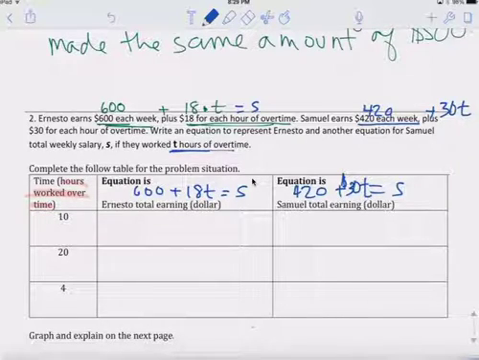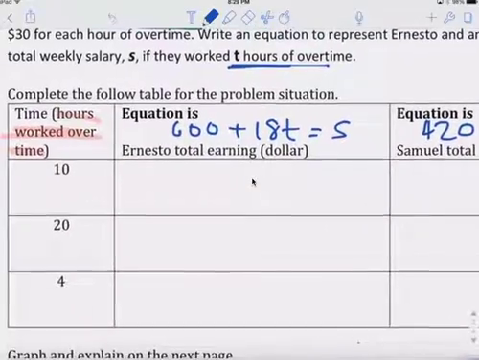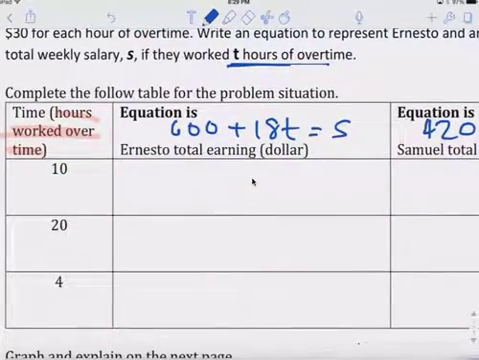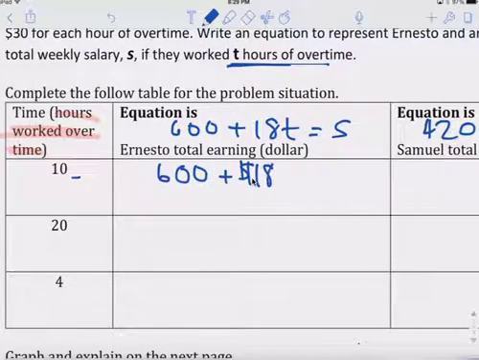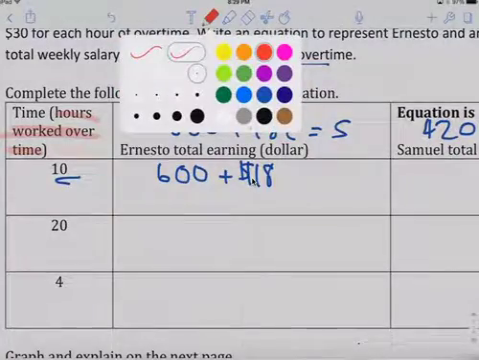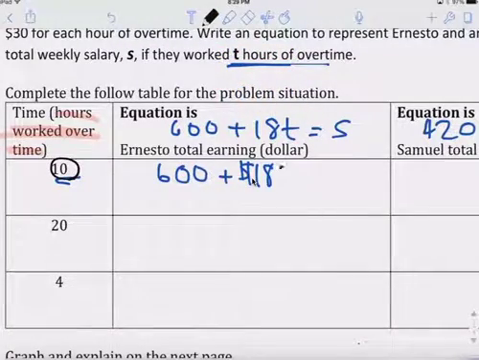So let's find each person's earning. Ernesto, if he worked 10 hours of overtime, how much does he earn a week? $600 automatically plus $18 an hour of overtime, and he worked 10 hours of overtime. Let's use black. 10 hours of overtime right here equals his total earning salary for that week. So if you use a calculator, you should get $780. Okay, that's all I want to see.